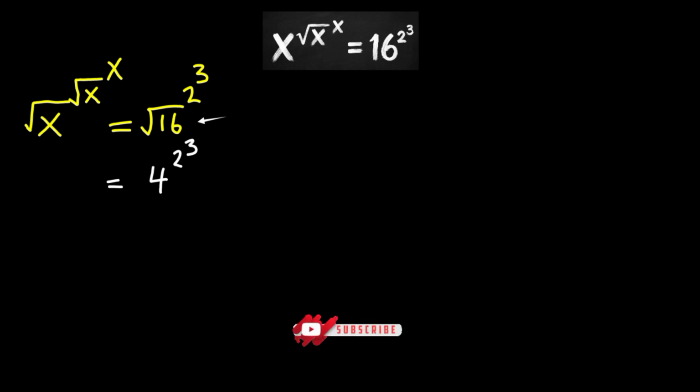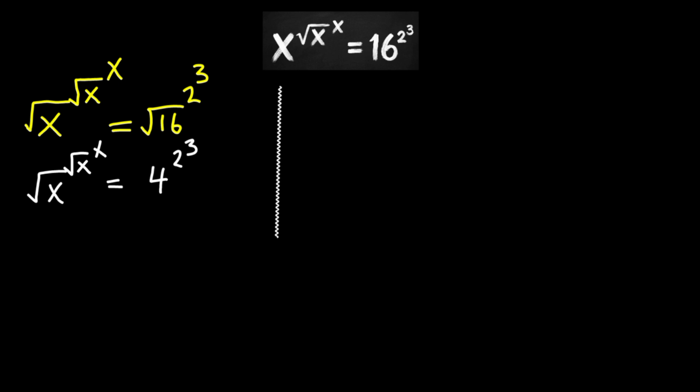And this as well equals (√x)^((√x)^x). After doing this, we are going to go ahead and express the base of 4 as 2 to the power of 2. And that multiplies the already existing power of 2 to the power of 3.